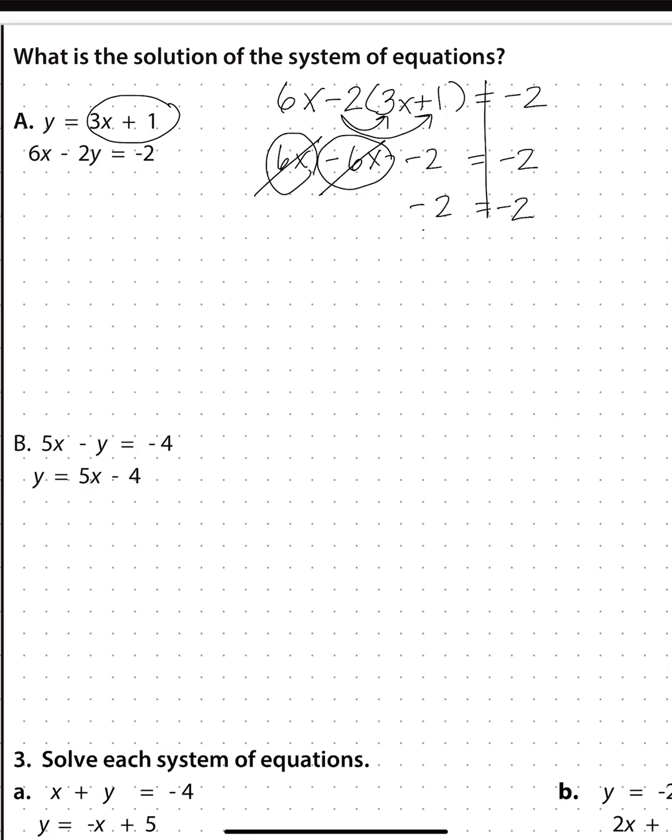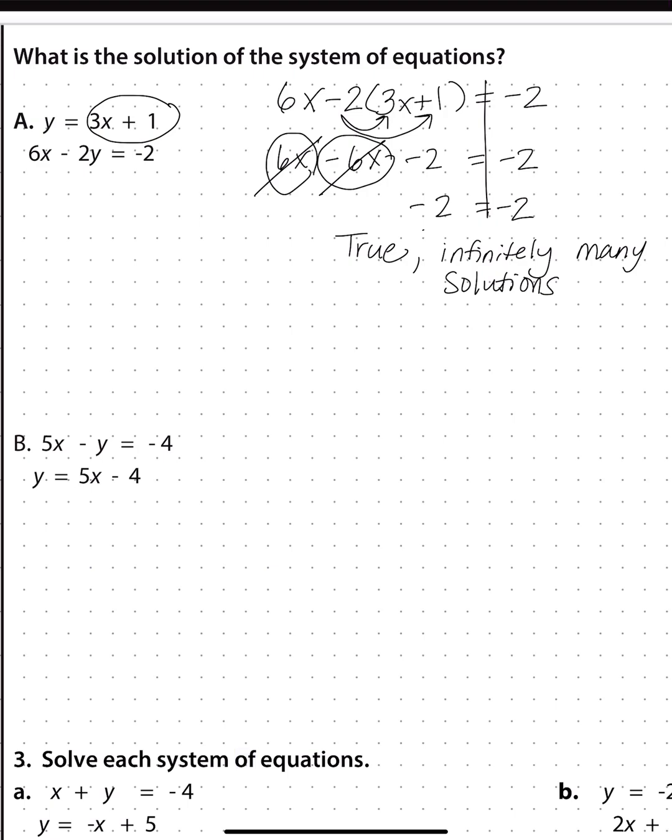Since a negative 2 equals a negative 2, this is a true statement. This means that we have infinitely many solutions. This means we can replace the x or the y with any value and it will always be true. And if I would graph these, they represent the same line, therefore it has infinitely many solutions.